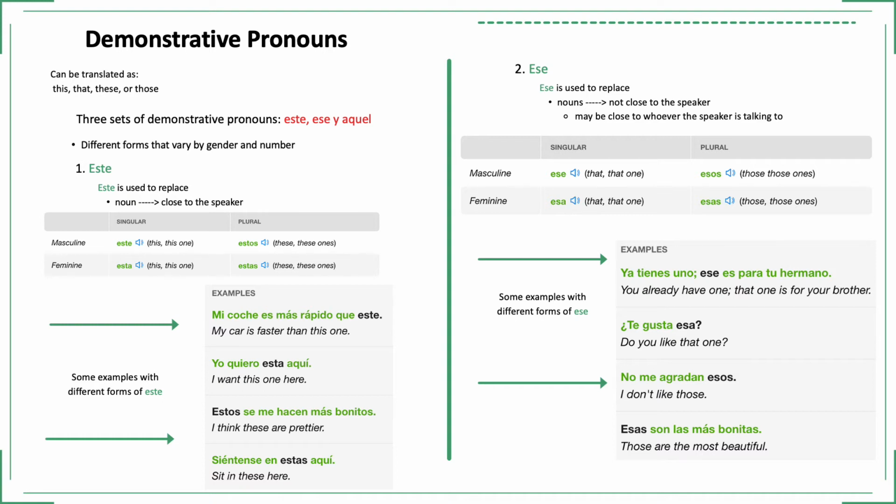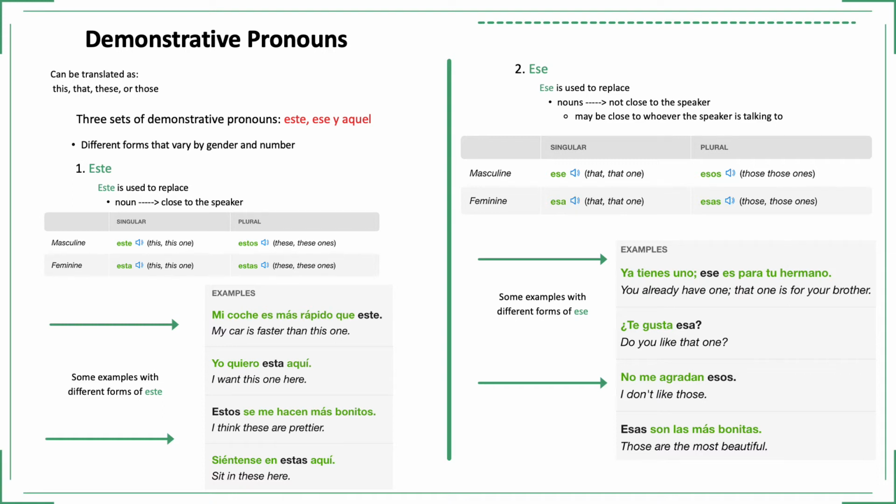Now let's talk about el número dos, ese. Ese is used to replace a noun that is not very close to the speaker, though it may be close to whoever the speaker is talking to. Now let's check out the different forms ese can take in Spanish. Look at the chart here on the right side of the screen.